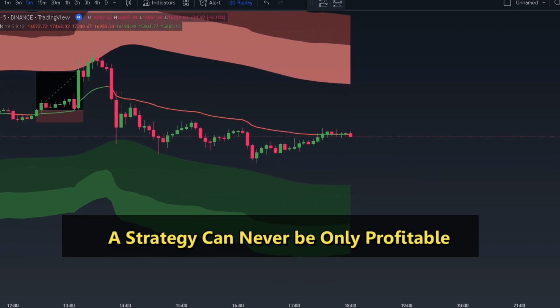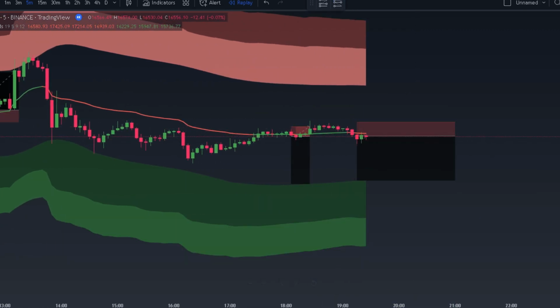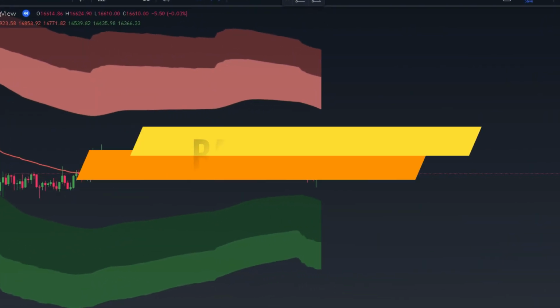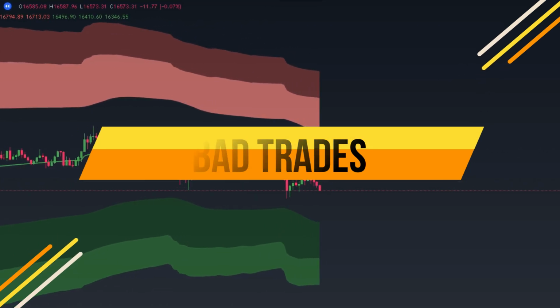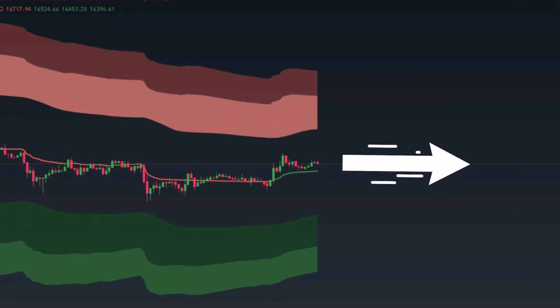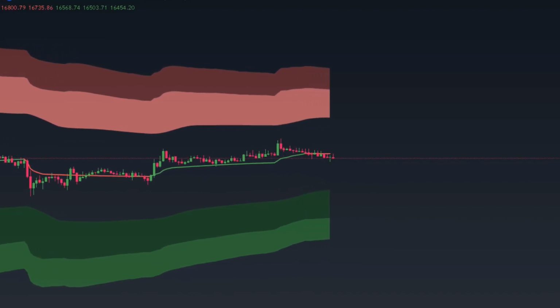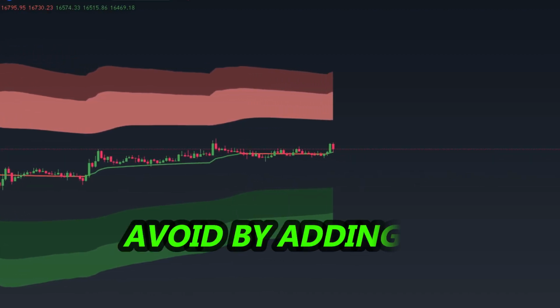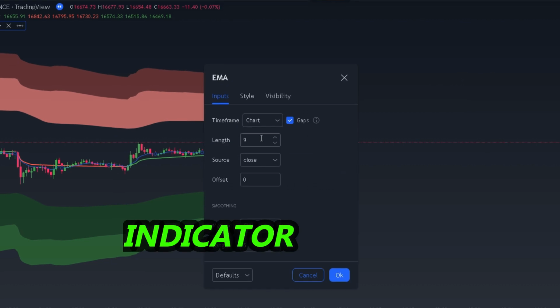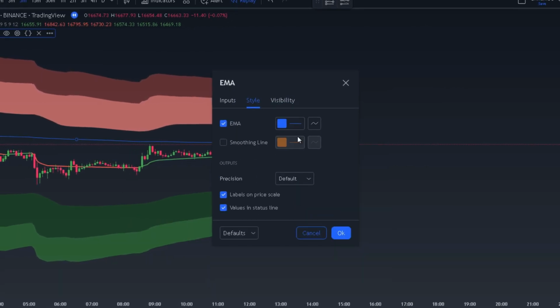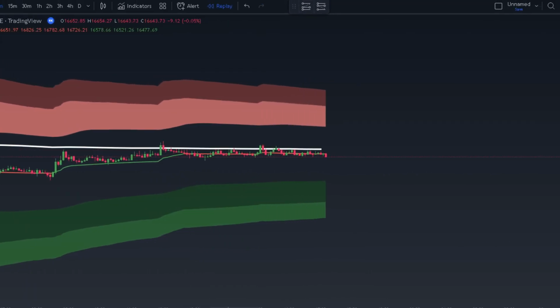We know our strategy can never be profitable all the time, but we can avoid the bad trades. So with these Cuban band indicator settings, when the price is moving in a straight line along with the signal line, then you will face some bad trades. This can be avoided by adding a trend line EMA of 91 period and choosing the time frame as 30 minutes. So when the EMA and signal lines are moving together, avoid entries.